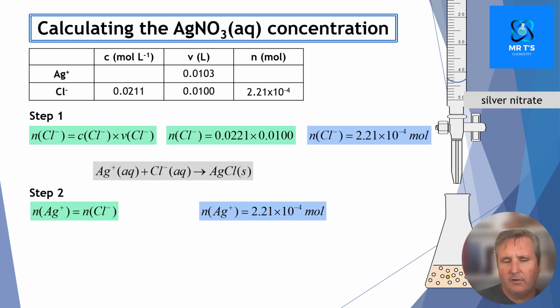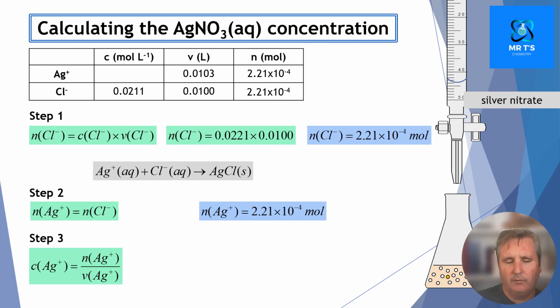Step 3, let me put this in here. So this is the moles. And now I'm going to do the third and final step, which is, can I find out the concentration of the silver ions? So we're going to use the equation in this original form, concentration equals moles over volume, but being specific, because I'm explaining what's happening in my calculations, I'm saying the concentration of the silver ions equals the moles of the silver ions divided by the volume of the silver ions.